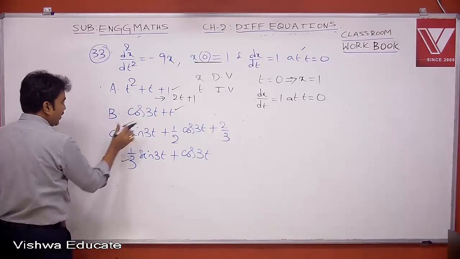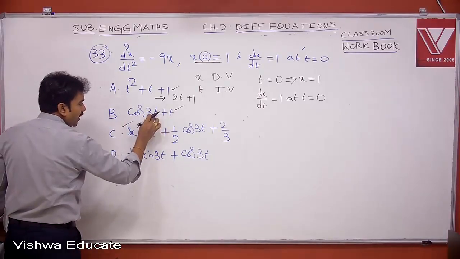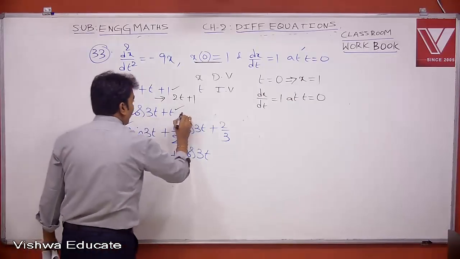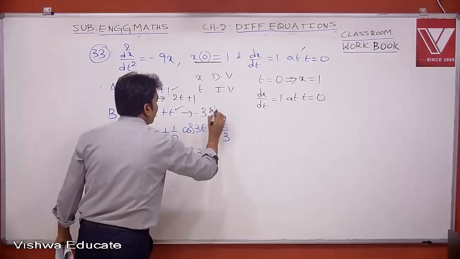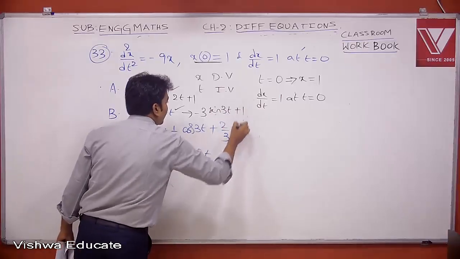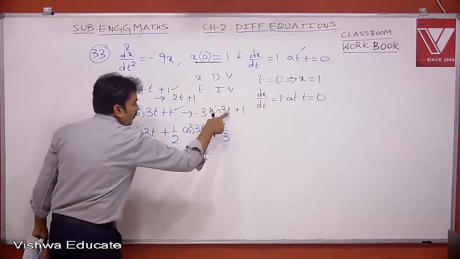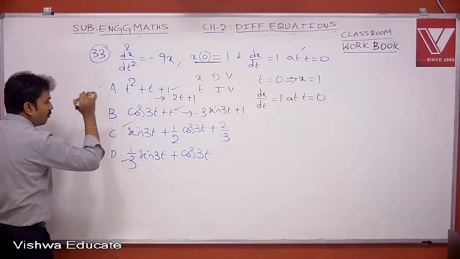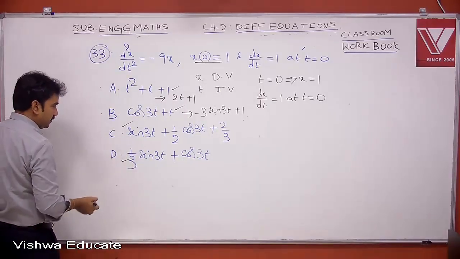Look at this option. Here replace t by 0, you will get 1. Try to find the derivative of this function. The derivative of this function is minus 3 sin 3t plus 1. Here also when you replace t by 0, the answer is 1. So the second option also satisfies both boundary conditions, right?